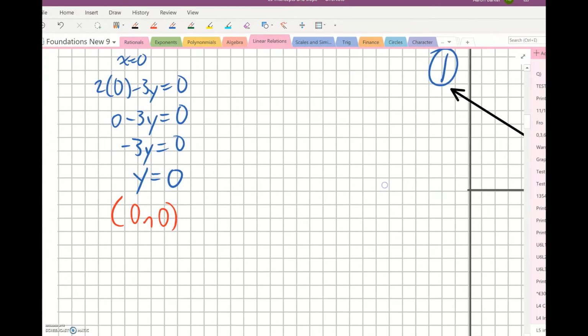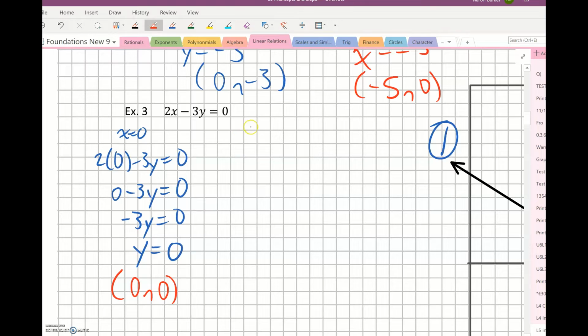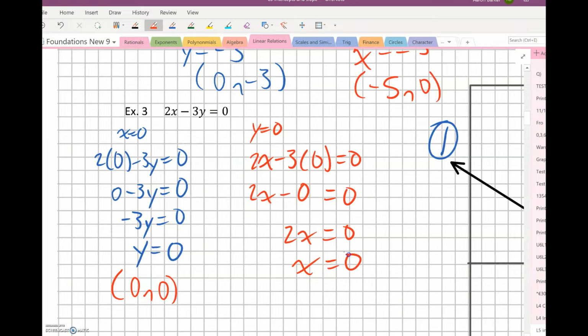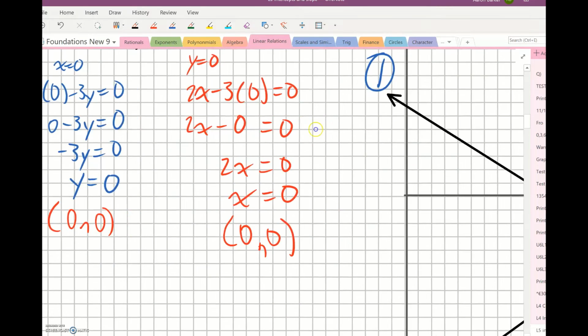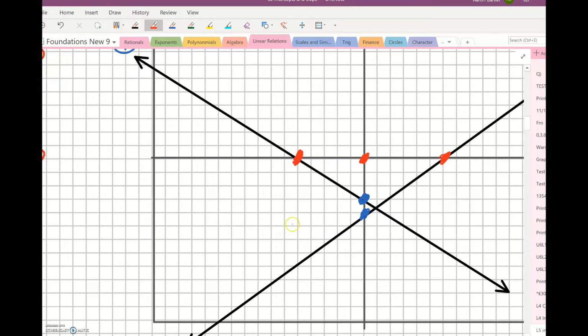Weird. Okay, so then what's the next one? y equals 0. So we get 2x minus 3 times 0 equals 0. 2x equals 0, x equals 0 divided by 2, which is 0. So this one is also (0, 0). What the heck? Since both points are there, we don't know if our line goes like this, or like this, or like this. We have no information about it whatsoever.